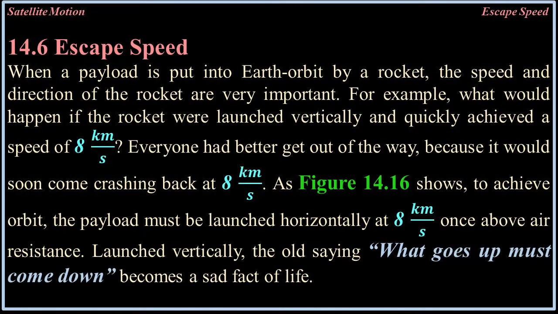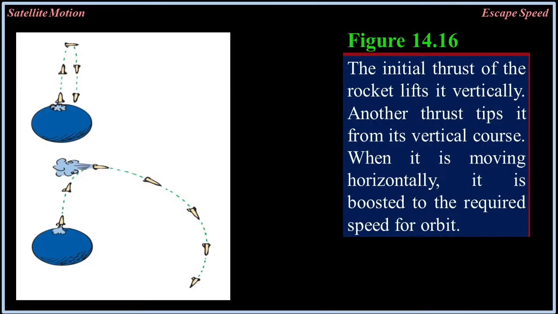14.6. Escape speed. When a payload is put into Earth's orbit by a rocket, the speed and direction of the rocket are very important. For example, what would have happened if a rocket were launched vertically and quickly achieved the speed of 8 kilometers per second? Everyone had better get out of the way because it would soon come crashing back at 8 kilometers per second. As Figure 14.16 shows, to achieve orbit, the payload must be launched horizontally at 8 kilometers per second, once above air resistance. Launched vertically, the old saying, what goes up must come down, becomes a sad fact of life.